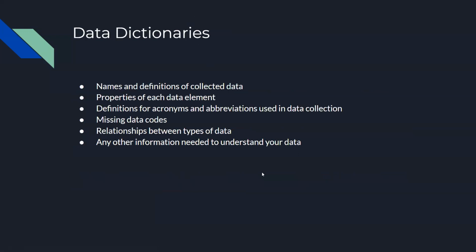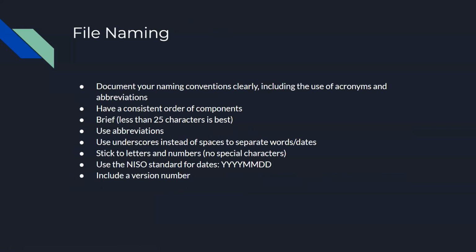And so this is just some tips for data dictionaries and the kind of information that will be within them. Like I said before, names and definitions of data, what the properties of each data element are, what acronyms and abbreviations are used, how missing data is coded, what the relationship is between different types of data, and basically anything else you need to understand and use that data.